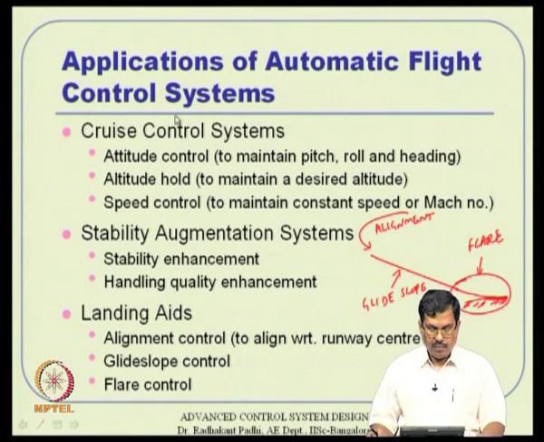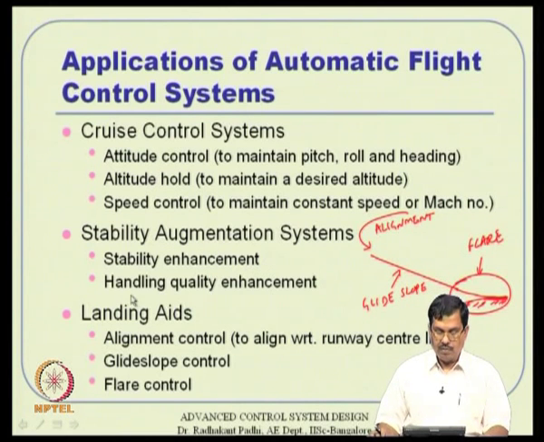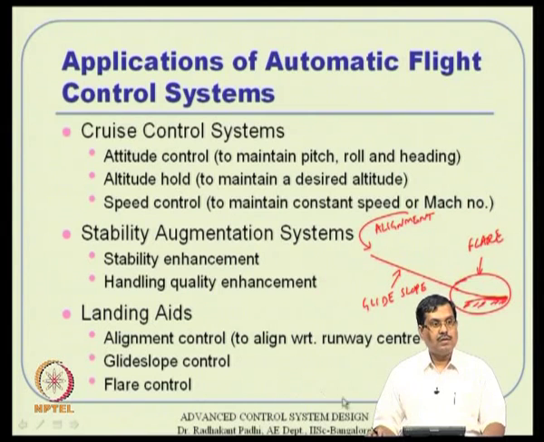This is what happens as the aircraft flies in each flying condition, and it happens without the pilot's knowledge, probably. Maybe a test pilot will know that, but a regular pilot may not even know that. So that is going on inside the flight computer in a built-in manner, and landing aids are anyway there, and takeoff aids are also part of the deal.